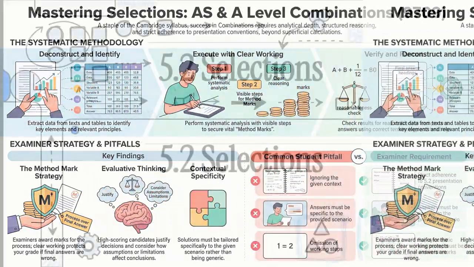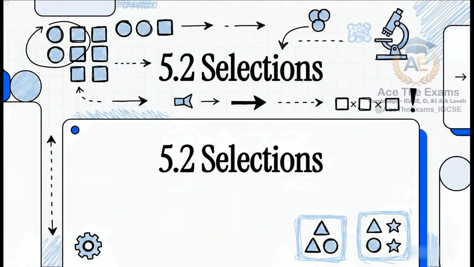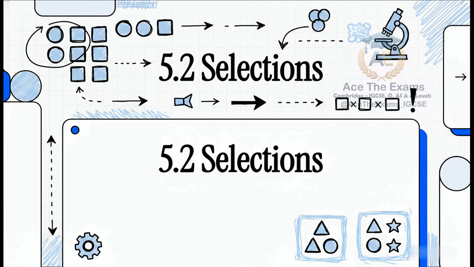Step inside, wipe down your benches, and get ready, because today we are running a high-stakes, uncompromising grade makeover kitchen audit. I am your master auditor, and in this kitchen, we do not tolerate sloppy paragraph structures, weak logic strings, or missed command words. Today, we are taking on an absolute beast of a recipe. We are dissecting Cambridge AS and A-level mathematics, specifically Syllabus Code 9709, Section 5.2, Permutations and Combinations. More specifically, we are zeroing in on selections.